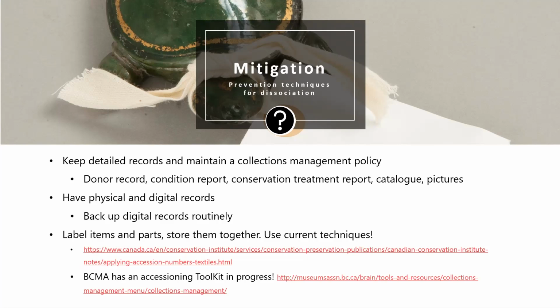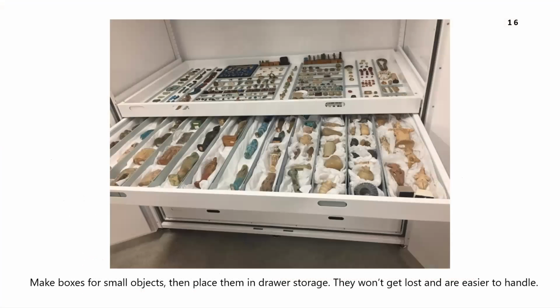And if you're not familiar with accessioning or the proper tools for accessioning, there's lots of resources, especially on the CCI website. But I also saw the BCMA has an accessioning toolkit in progress, which is pretty cool. So that'll be up at some point. Keep your eyes peeled. This is another example of a mitigation strategy.